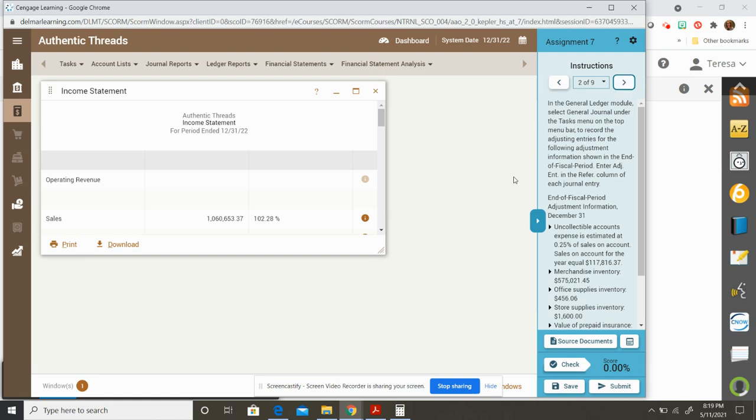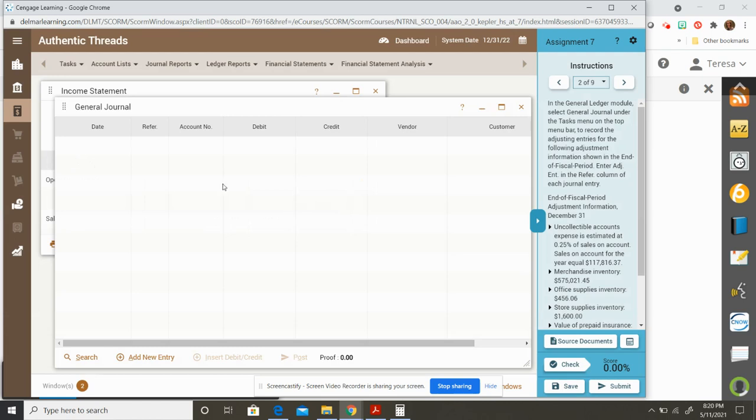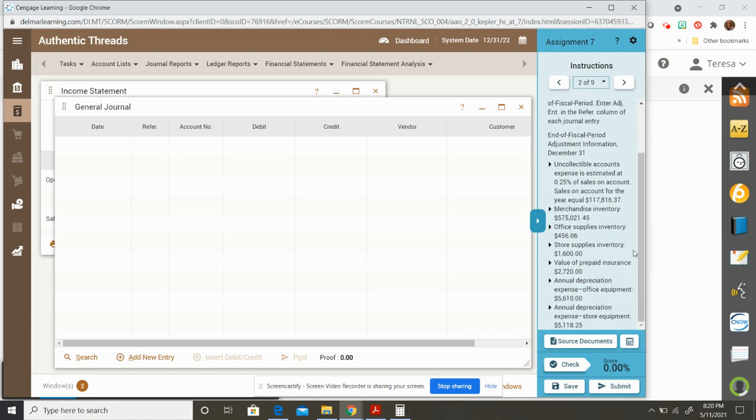Now we are getting ready to do our adjusting entries. So we want to pull up in the general ledger module our general journal, and we are going to record adjusting entries for the following adjustment information. You have to go back to chapter 15 and review, but typically merchandise inventory, office supplies, and prepaid insurance are the values that should end up on your balance sheet.